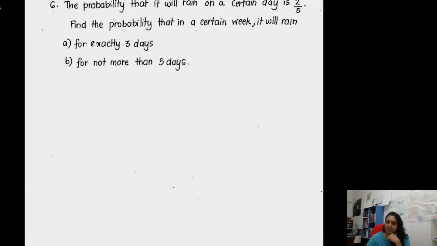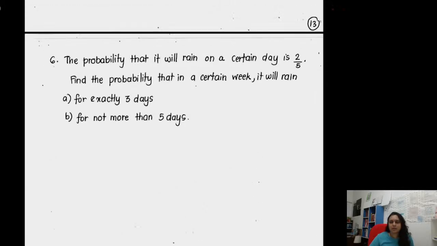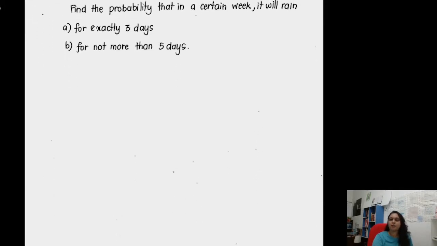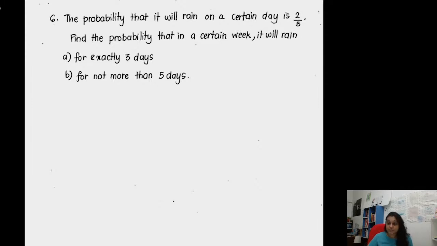The probability that it will rain on a certain day is 2/5. Find the probability that in a certain week it will rain exactly 3 days. Okay. Before you start finding, sebelum kita cari kebarangkalian, kita kena identify. We must identify our N, our P and our Q first. Apakah N kita? Apakah P kita? Apakah Q kita? What's our N, P, Q?